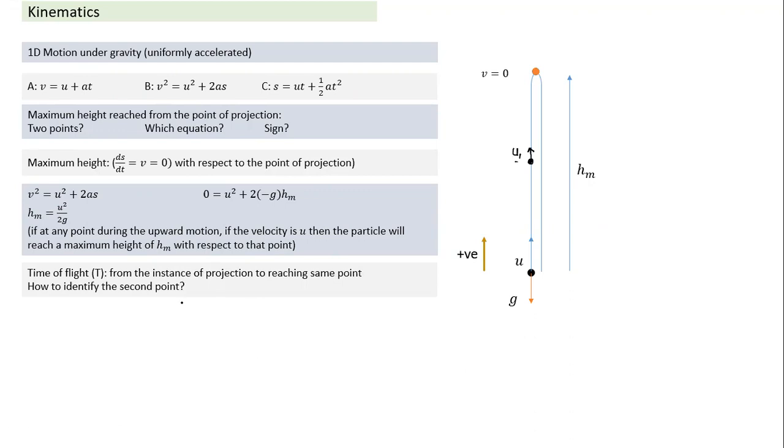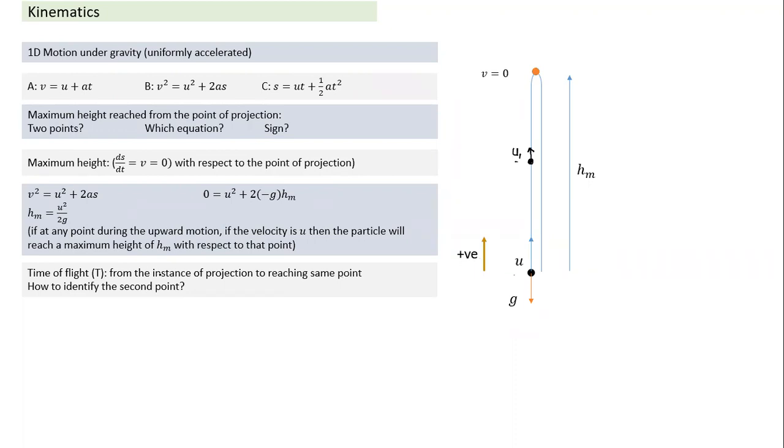Then we can also talk about time of flight. And what is time of flight? When it's projected from horizontal ground, you throw the ball vertically up. The time of flight is the time interval from the instant you've thrown the ball till the time you catch it again. So if you press the stopwatch at 0 as soon as you project, and as soon as the ball returns to the same point you stop your stopwatch, you look at the reading. The reading is the time of flight.